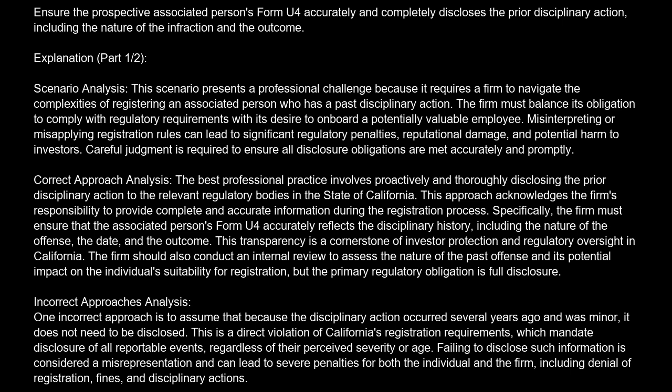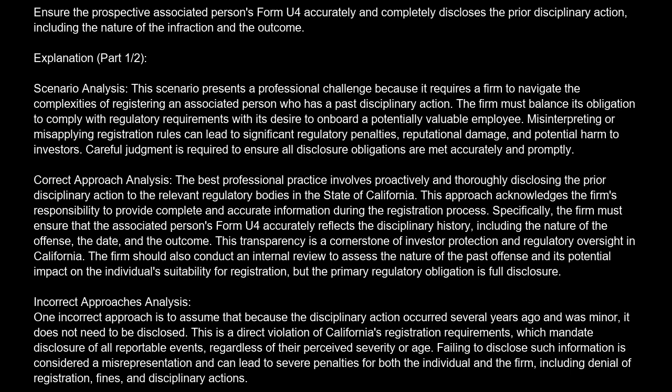Correct approach analysis. The best professional practice involves proactively and thoroughly disclosing the prior disciplinary action to the relevant regulatory bodies in the state of California. This approach acknowledges the firm's responsibility to provide complete and accurate information during the registration process. Specifically, the firm must ensure that the associated person's Form U-4 accurately reflects the disciplinary history, including the nature of the offense, the date, and the outcome. This transparency is a cornerstone of investor protection and regulatory oversight in California.